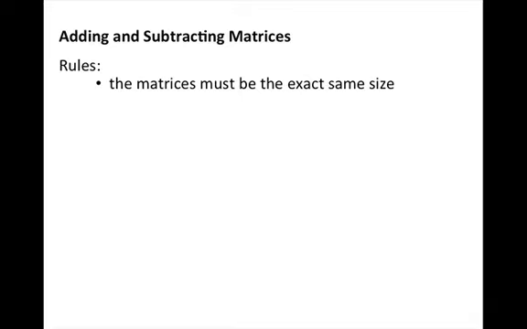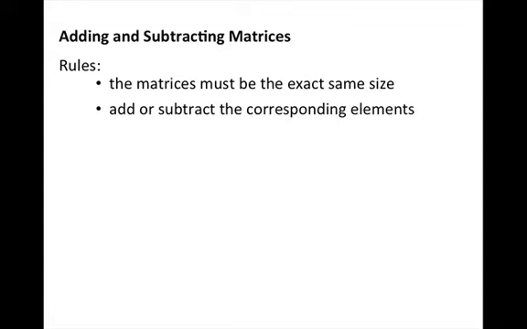Now let's look at adding and subtracting matrices. The rules for adding and subtracting matrices are as follows. First, the matrices must be the exact same size. If the matrices are not the same size, you cannot add or subtract them. Once you determine that they're the same size, you simply add or subtract the corresponding elements. You add or subtract the elements or the numbers that are in the same position.